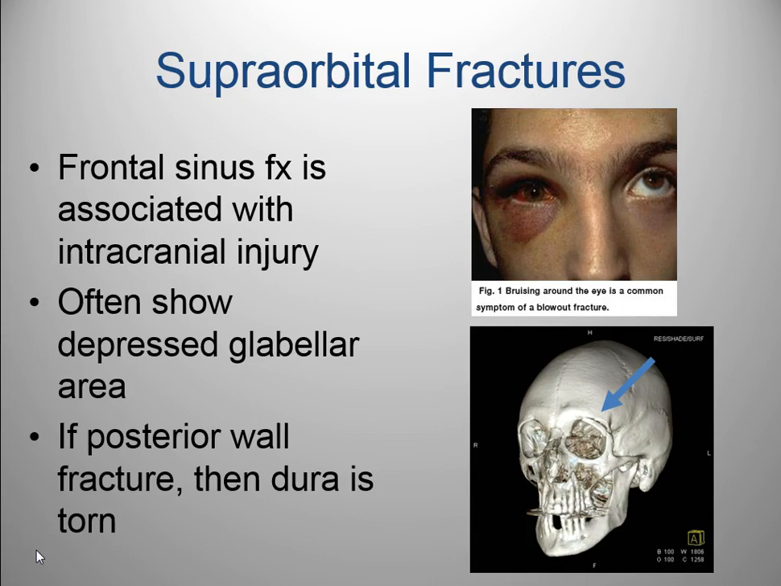Okay, different types of fractures. So this is nitty gritty. The pictures start to get really fun here. So a supraorbital fracture is a fracture where the frontal sinus is fractured, and usually the brain can get injured as well. It's often shown as a depressed area. So if you look at the top picture, the guy's left eye is pretty damaged. And then on the bottom picture, you can actually see where the bone is fractured.